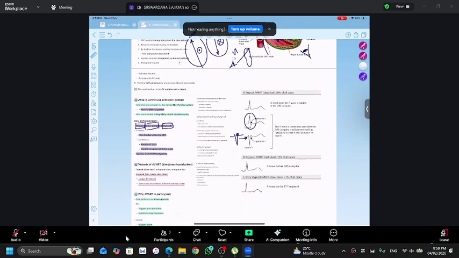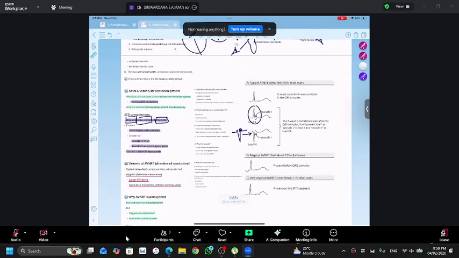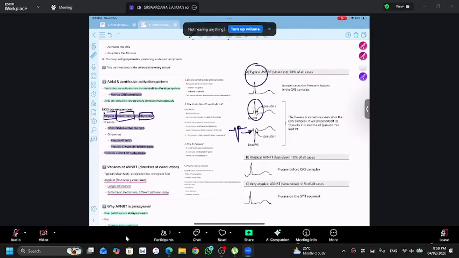So basically that is what will happen in a typical AVNRT. Atypical AVNRT, the mechanism is something like this. Again, in the typical one, antegrade conduction is slow and retrograde conduction is fast.